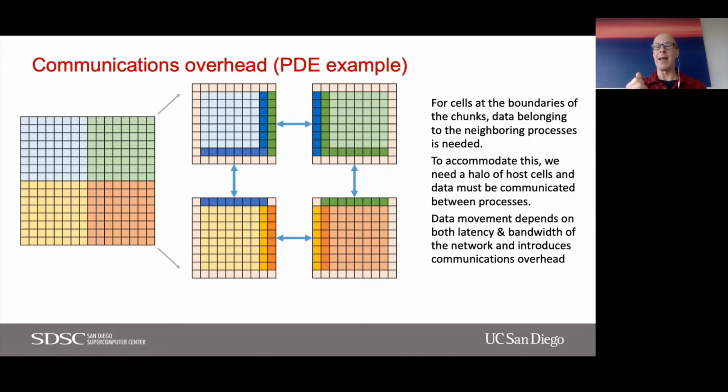You're going to find that the time to communicate that data is based on both the latency, how long it takes to move that first byte of data, and the bandwidth, the rate at which you can move data.